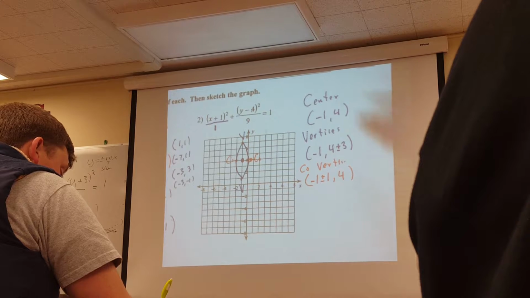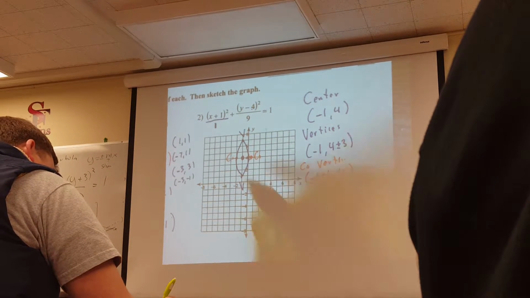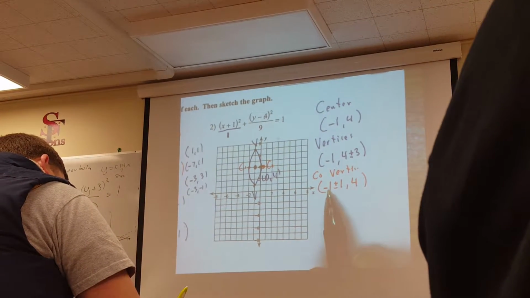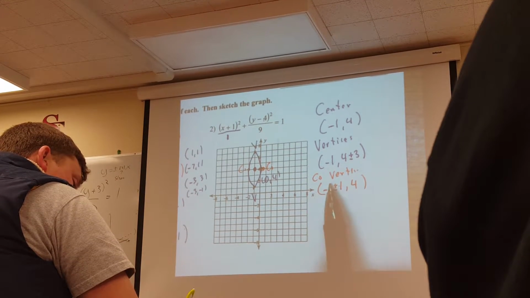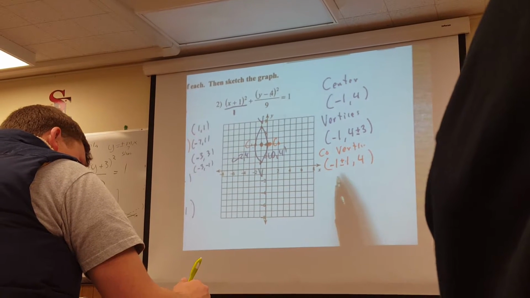What does the comma 4 mean again? That's just the coordinate. See, that's negative 1 plus 1, so that point there is 0, 4. So negative 1 plus 1, 0, 4. And then this one is negative 1 minus 1. So that's negative 2, 4. So that's the x and the y coordinate.